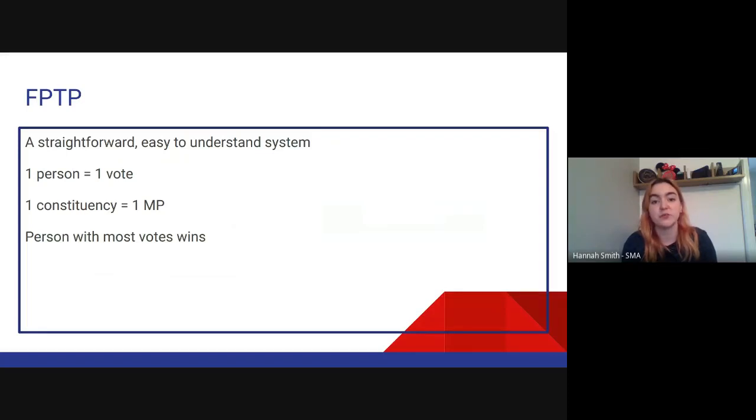And it's first past the post because it's the person with the most votes wins. It's a bit like in horse racing, whoever gets past the post first. So either whoever gets most or over half of the possible votes wins the seat. That's it. As easy as that.